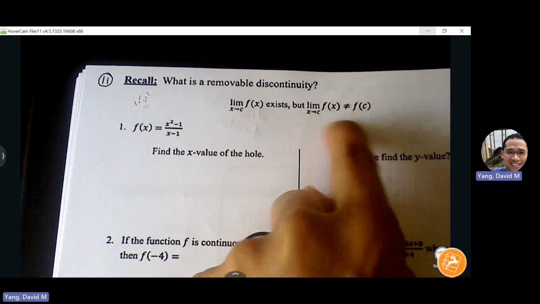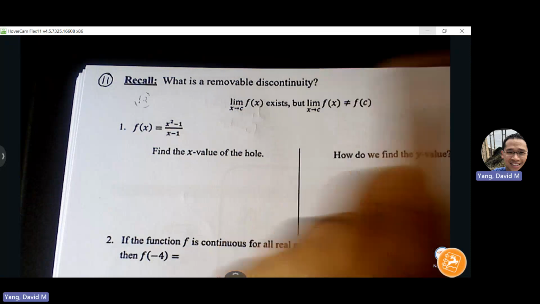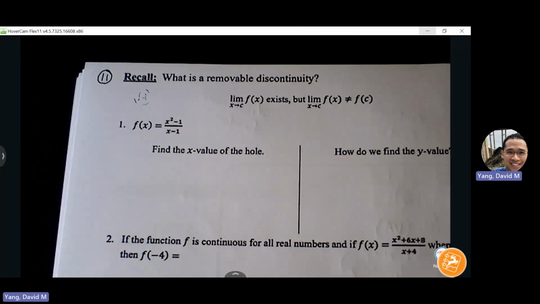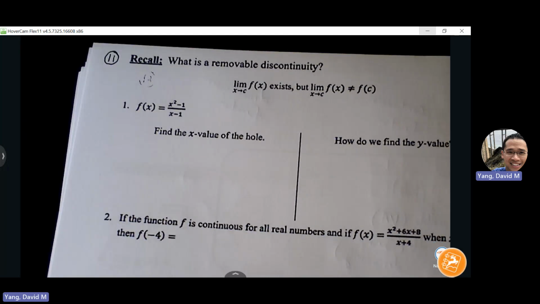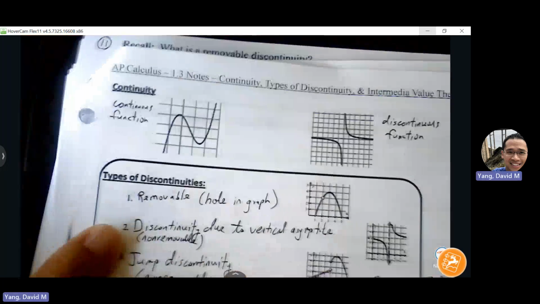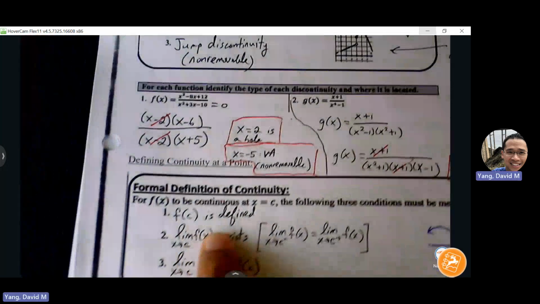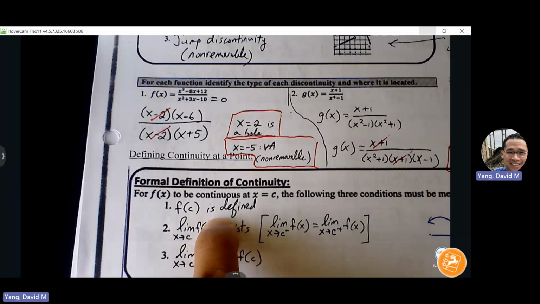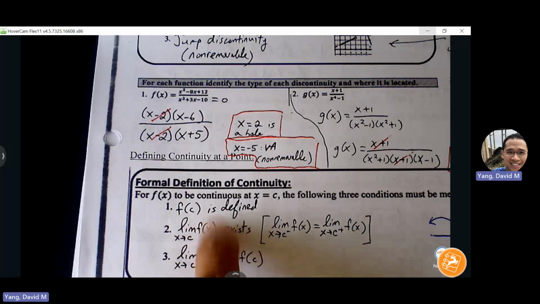Now, we only look at the third condition if it passes the second, right? If it fails the second one, we stop because we already know everything that we need to know. And we only go to the third condition if it passes the second one. Now, I do want to point something out: if for some reason your first condition fails, if the point doesn't exist, we know it's not continuous, but we continue with the conditions because we don't know which category it's going to fall under yet.